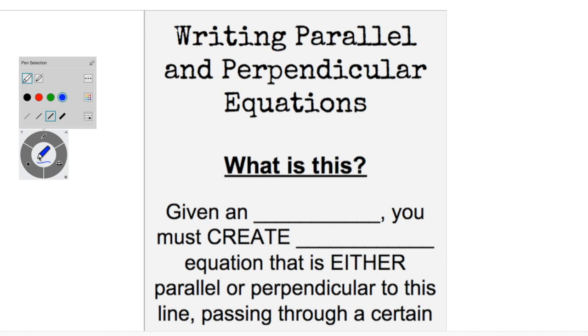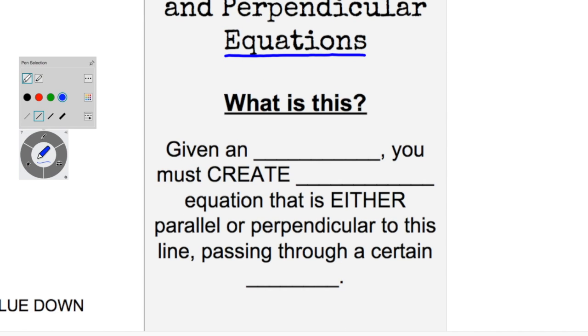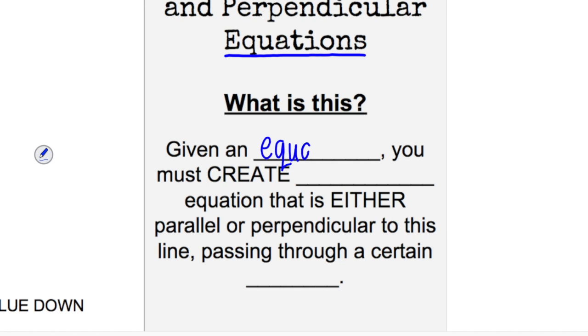Welcome to your notes on writing parallel and perpendicular equations. So first we have to identify what it is we are doing. In this foldable, in these notes, we're going to be given an equation to start with. This is going to be our original equation.